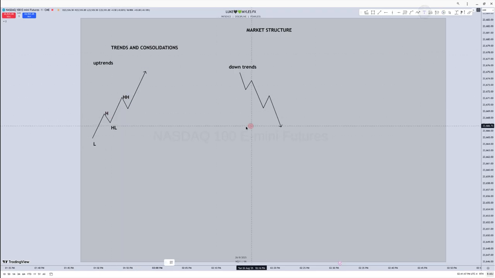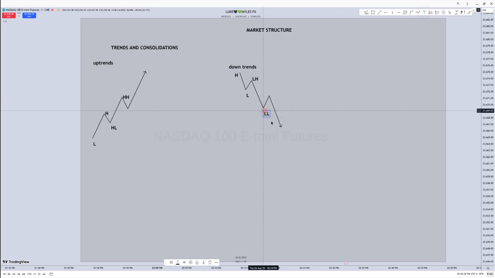Now in a downtrend, if this is my high and this is my low, considering that the downtrend is the vice versa of the uptrend, if you understood the uptrend, then the downtrend would be easier for you. So if this is my high and this is my low, then this high is lower than this initial high, so that would be a lower high. That is easy to understand. And if this low is lower than my initial low, this makes it a lower low.